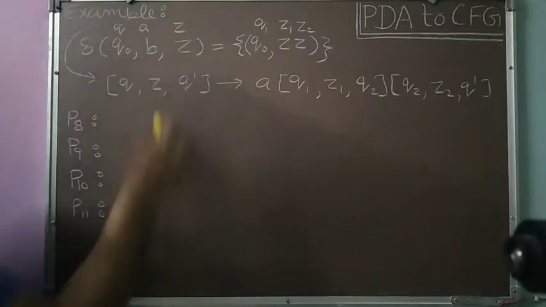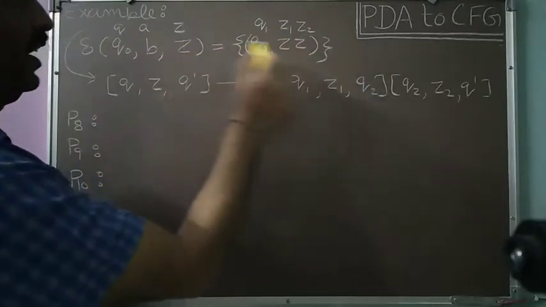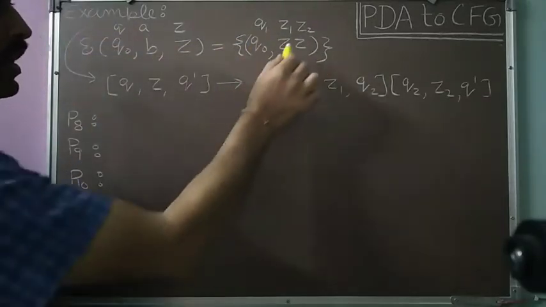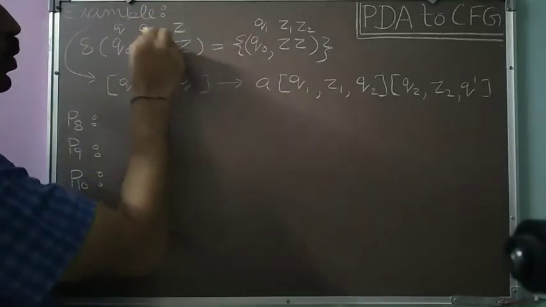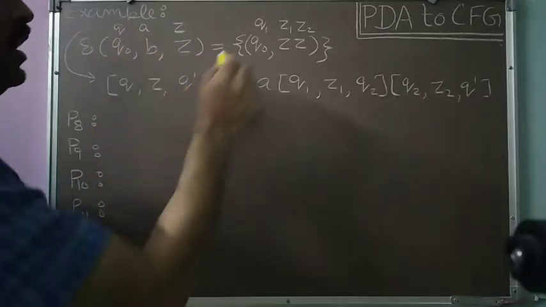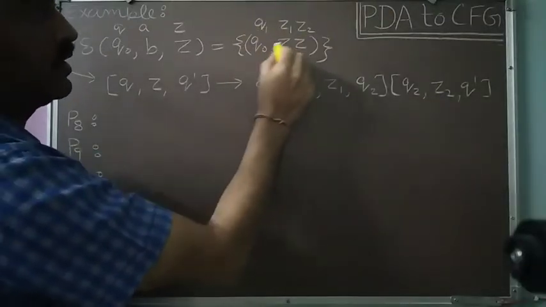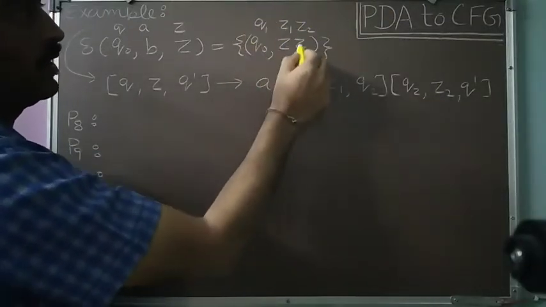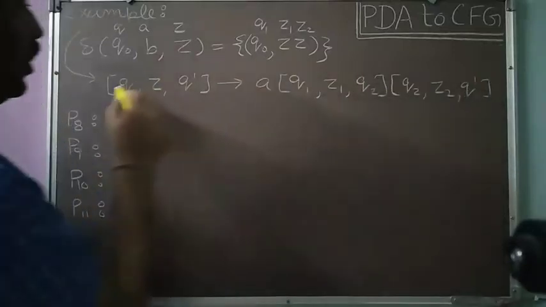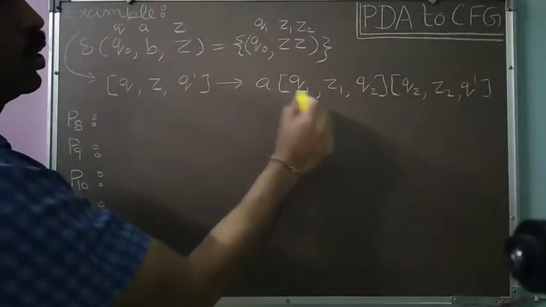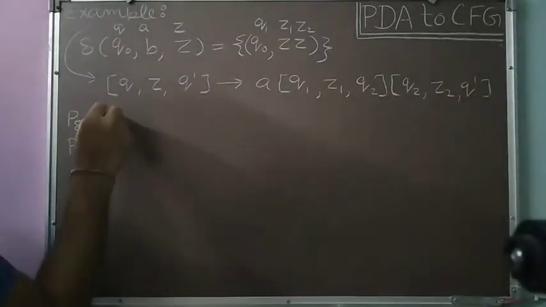Now we come to our third transition, that is delta(Q0, B, Z) = (Q0, ZZ). Looking at this, we know that it is a non-erasing move. So we will write over it the format of the non-erasing move, that is delta(Q, A, Z) = (Q1, Z1 Z2 and so on up till Zn). So this is Q1, this is Z1, this is Z2. It will induce productions of this particular form: [Q Z Q dash] to A [Q1 Z1 Q2][Q2 Z2 Q dash]. Now I will be filling in the values.